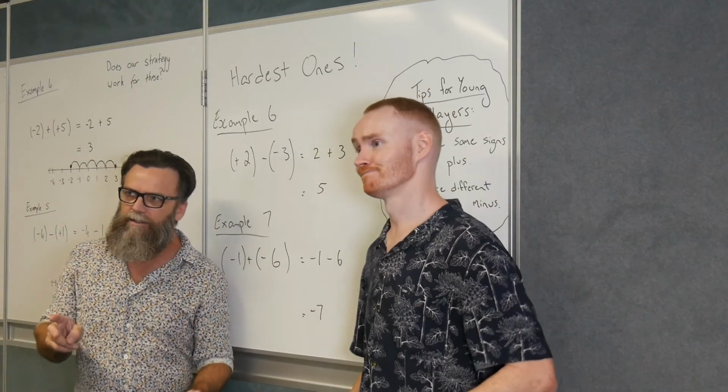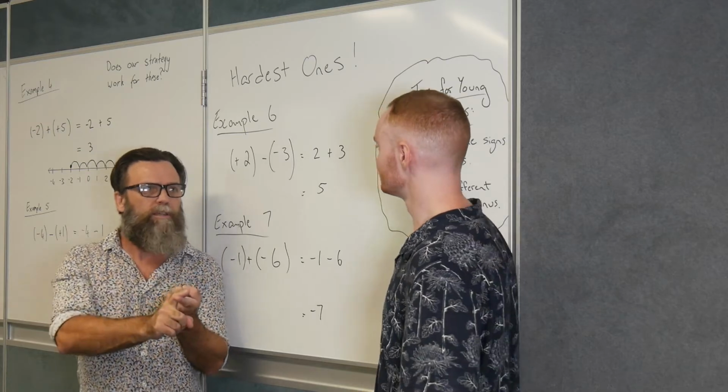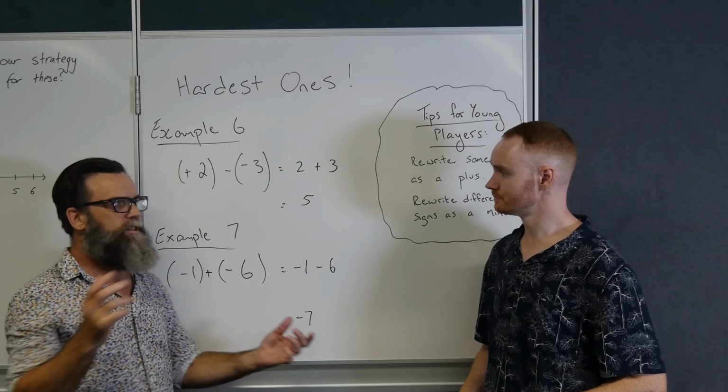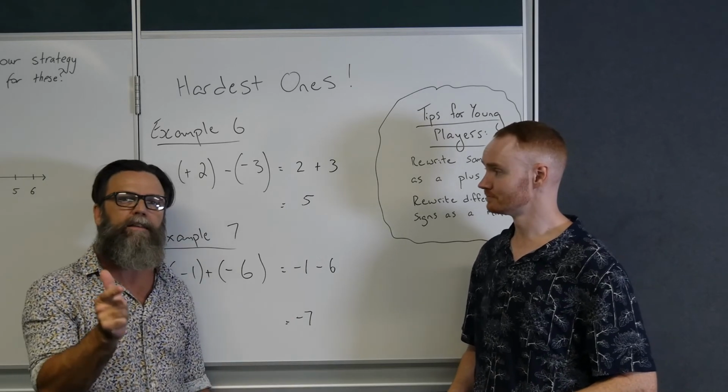Wow. So really, our strategy just involved rewriting, getting rid of the brackets and dealing with signs if they're the same. Yep. And then using that number line weapon, and you cannot get these things wrong.